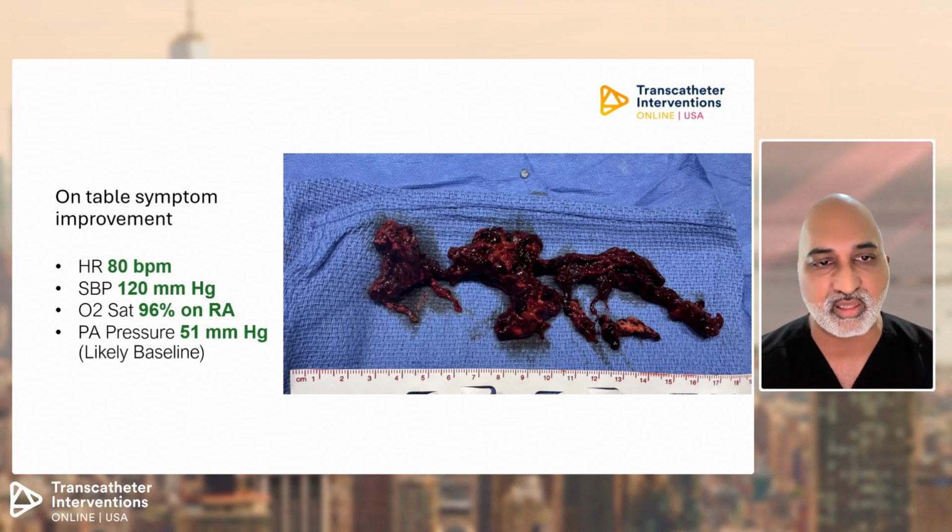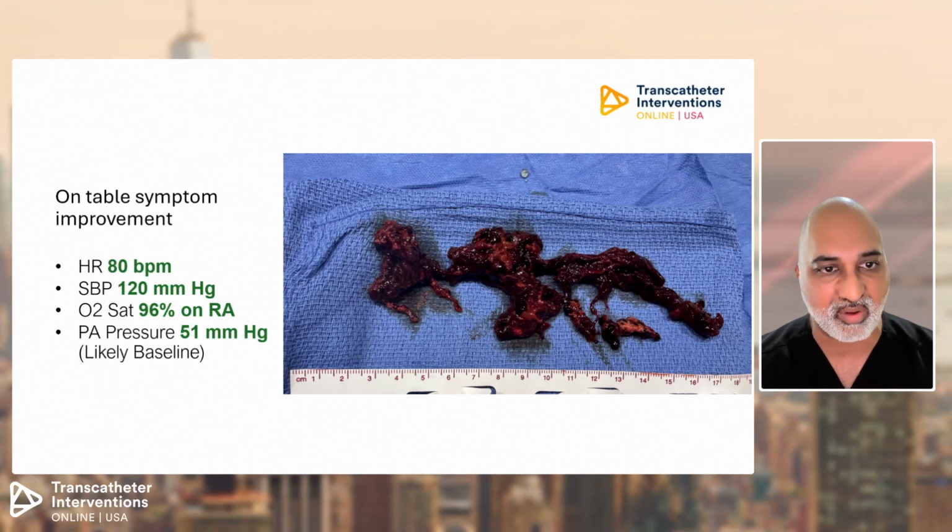So the patient had on-table symptom improvement. This is one of the things I definitely look for to see how do their hemodynamics respond, does their oxygenation improve. So it was nice to see the heart rate came down, the blood pressure improved. We were able to wean him off of vasopressors on the table. And his O2 saturation improved dramatically. We were able to de-escalate him from 100% non-rebreather.